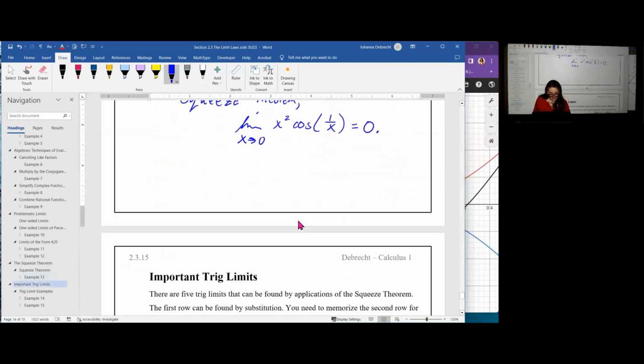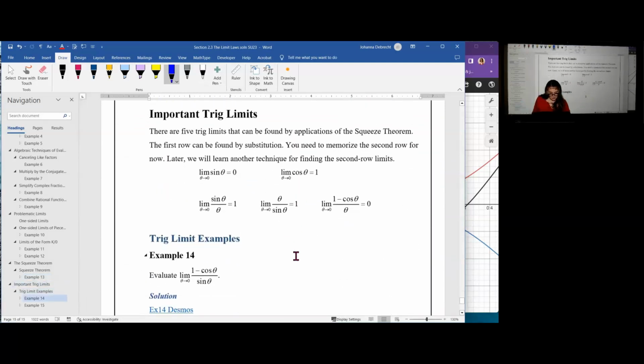Now we want to talk about the last section in this particular video, which is some important trig limits. We'll learn better ways of evaluating the ones on the bottom when we talk about L'Hopital's rule. For now, you can just memorize them. The first two you can get from straight substitution. The limit of the sine of an angle as the angle approaches 0, well, you just substitute 0 for the angle and the sine of 0 is 0. Done. The limit of the cosine of an angle as the angle goes to 0 is 1.